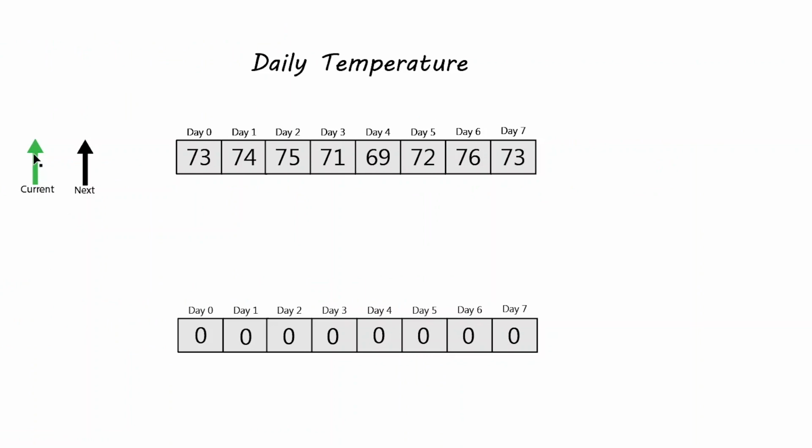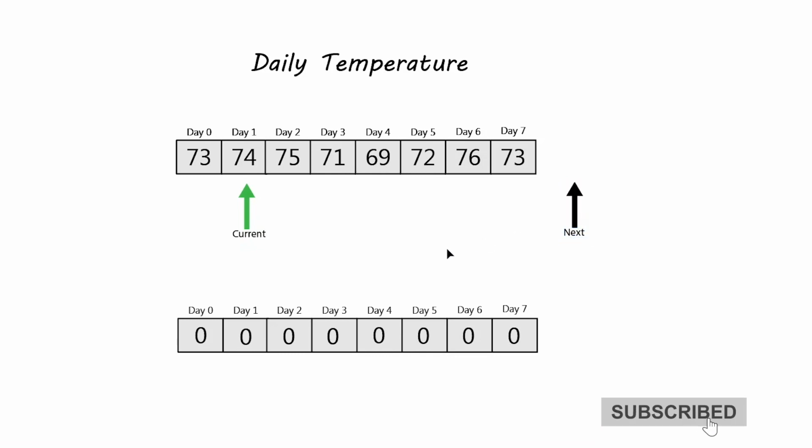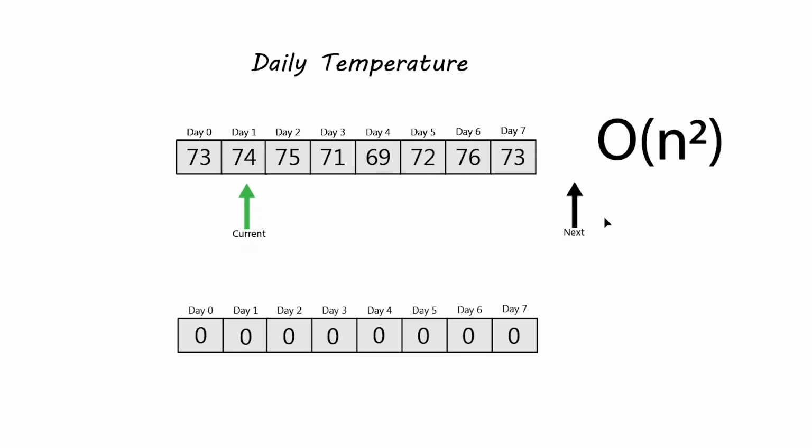The brute force way to solve this problem is to take 2 pointers, current and next, and move the next pointer until you get the most recent higher temperature or reach the end of the array. Then you update your next and again move your next pointer until you get the most recent higher temperature. The problem with the brute force solution is the time complexity. It takes order of n square as the time complexity. So the question is, can we optimize this solution?